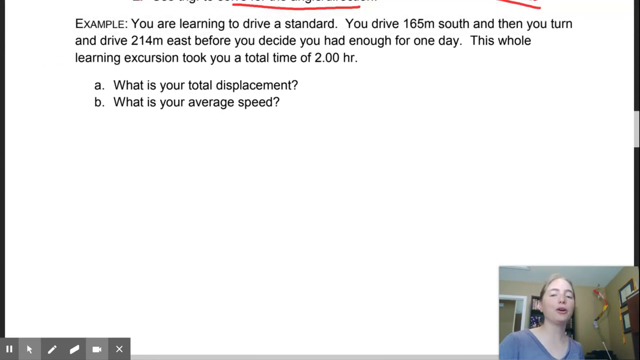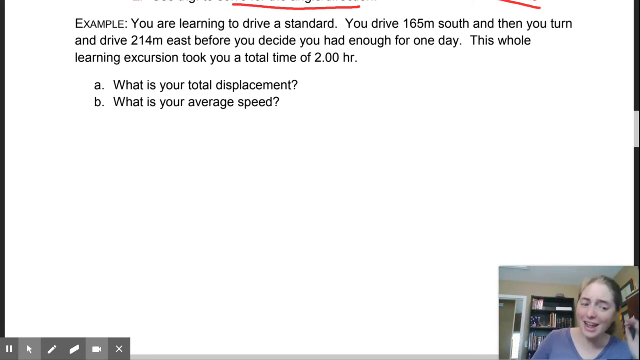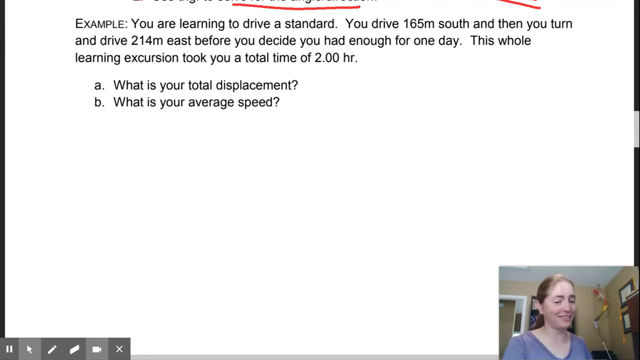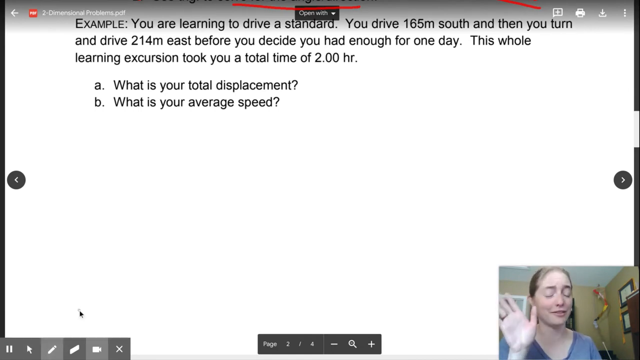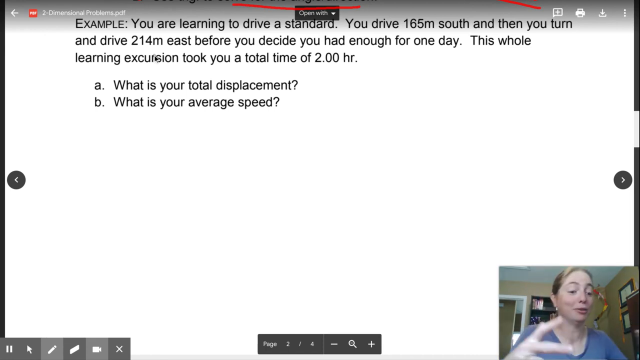Okay. You are learning to drive a standard. Awesome driving stick. Love driving stick. You can get excellent acceleration out of those gears. So if you guys have ever learned to drive standard, the time in this is not actually abnormal. It takes forever to learn to drive stick. It's awesome. If you have an opportunity, learn to drive stick. It's great. Okay. The learning part isn't great. The being able to drive stick when you're done learning is great.